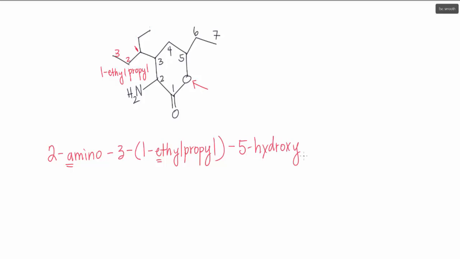Now, what's different in this case? I have 1, 2, 3, 4, 5. The N carbon in the intramolecular ring has 2 more carbons attached to it. That's going to be 5, 6, and 7. So that's going to be a heptane. When we change it over to a carboxylic acid, we say heptonic acid and lactone.